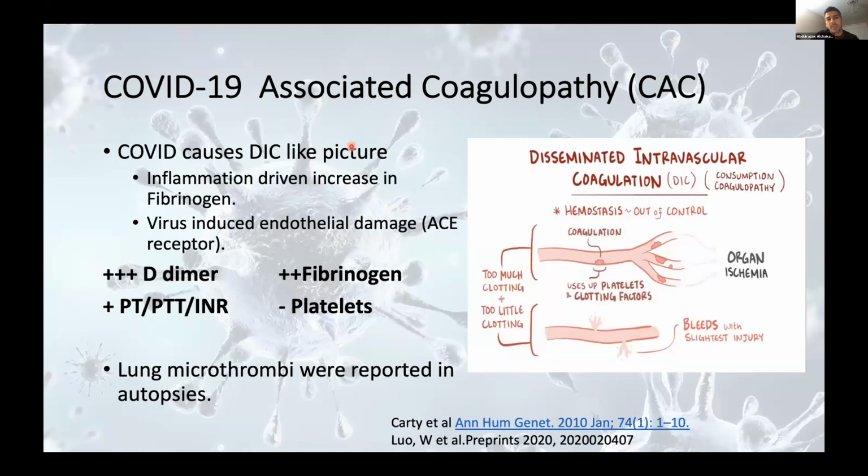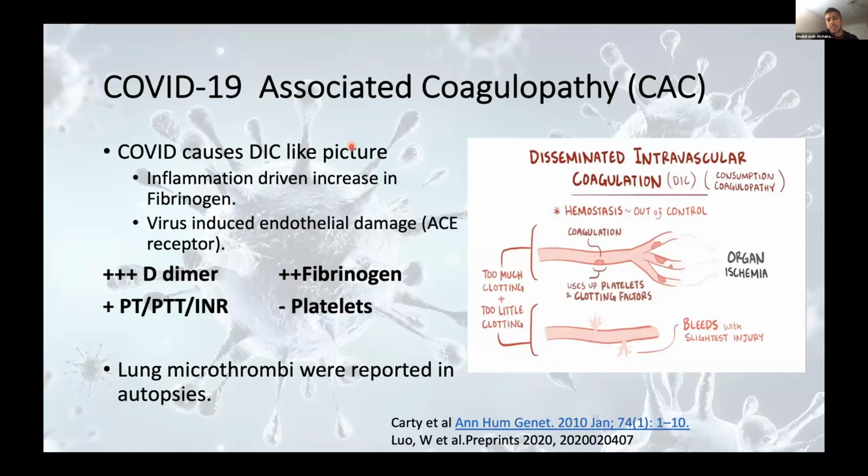What makes this DIC picture a little bit different from the sepsis-induced DIC is the extreme elevation in D-dimer. There's an increase in fibrinogen, especially in the early stage of the disease. Toward the end of the disease, there will be fibrinogen depletion. And the PT-INR in those patients is slightly elevated, not excessively elevated as we see in sepsis-induced DIC. And they noticed this form of DIC has a mild reduction in the platelets.